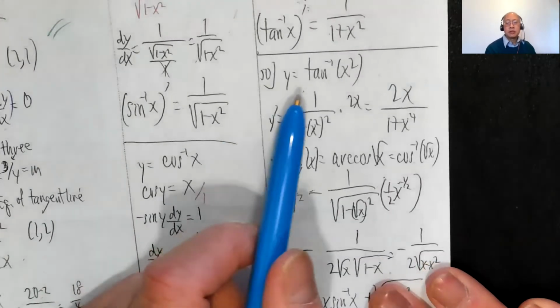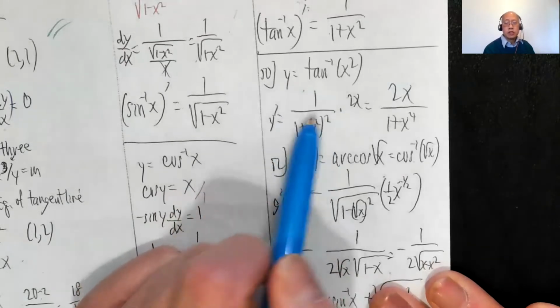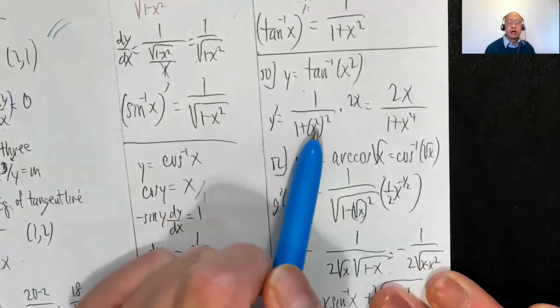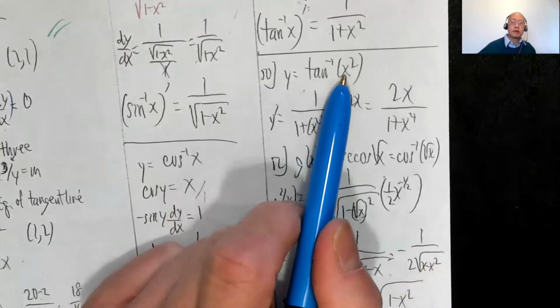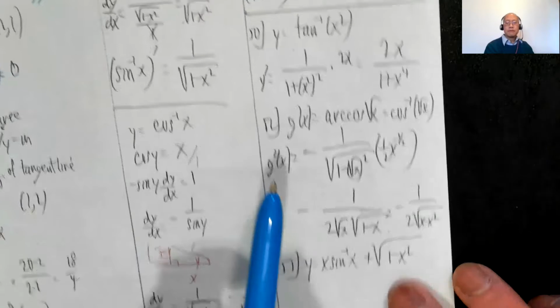Okay, so a couple more problems. Take the derivative of y equals inverse tangent of x squared, chain rule. So it's 1 over 1 plus this thing squared, 1 plus x squared, squared, and then by the chain rule times the derivative of x squared, which is 2x. So 2x over 1 plus x to the fourth.